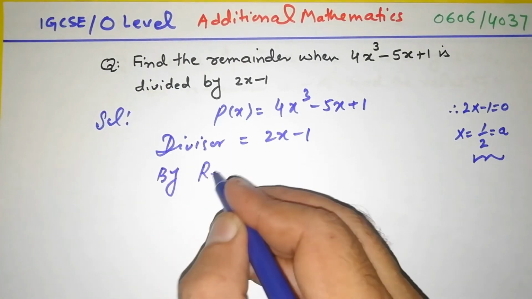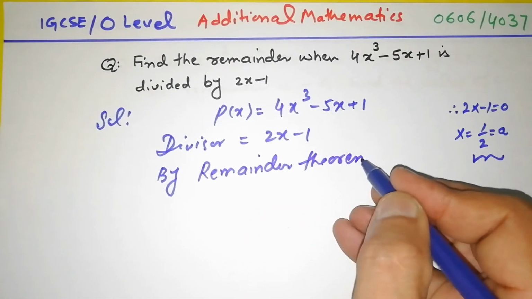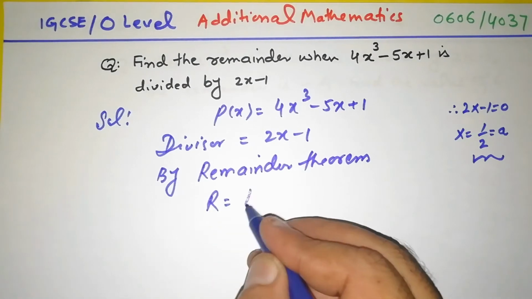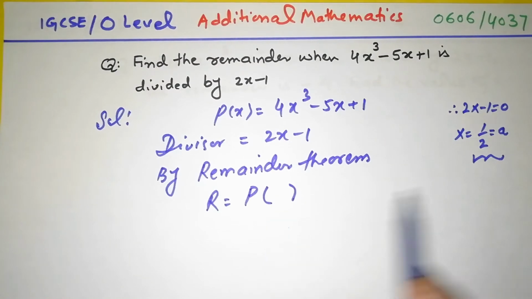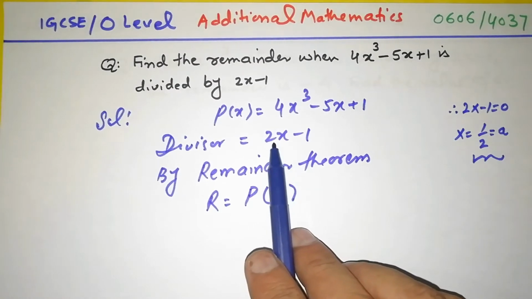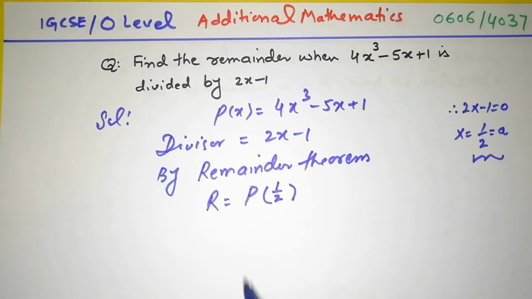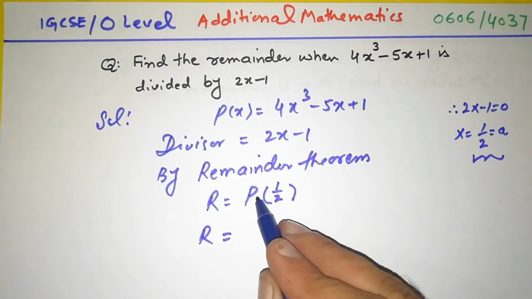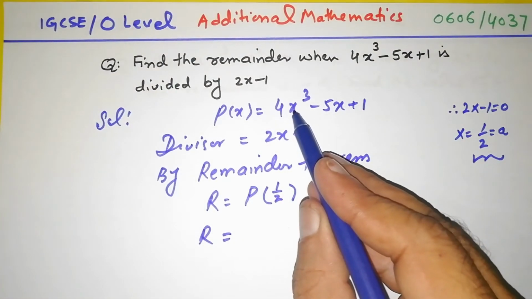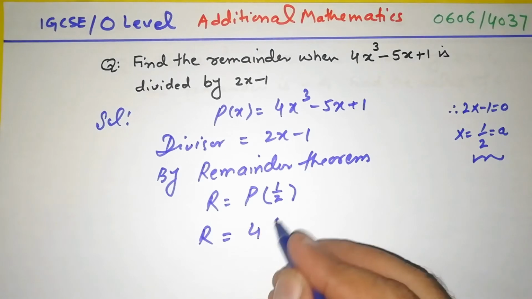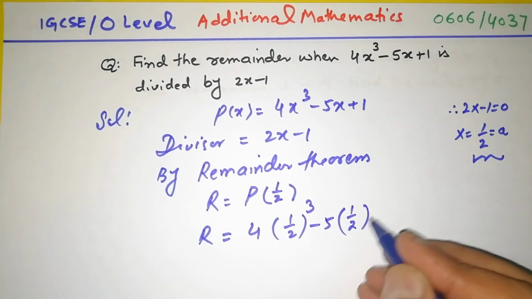By remainder theorem, the remainder is the value of this polynomial at a. What is the value of a? Here we write the value of a, that is 1 by 2, because we get this 1 by 2 from here. So the value of the polynomial at point 1 by 2: replace this 1 by 2 in place of x. Therefore 4 into (1 by 2) cube minus 5 into (1 by 2) plus 1.